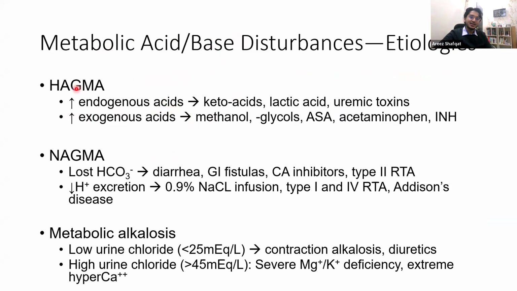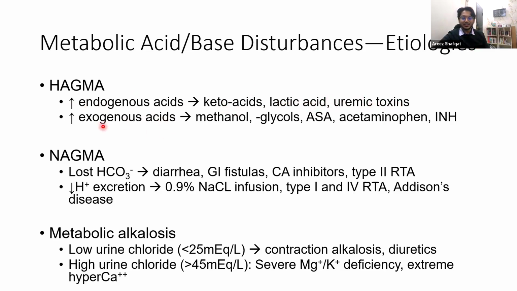When you think of causes for high anion gap metabolic acidosis, high anion gap is always caused by an increase in acid. Those acids can be endogenous, like keto acid in DKA, lactic acid as in lactic acidosis, and uremic toxins, such as in AKI or CKD.